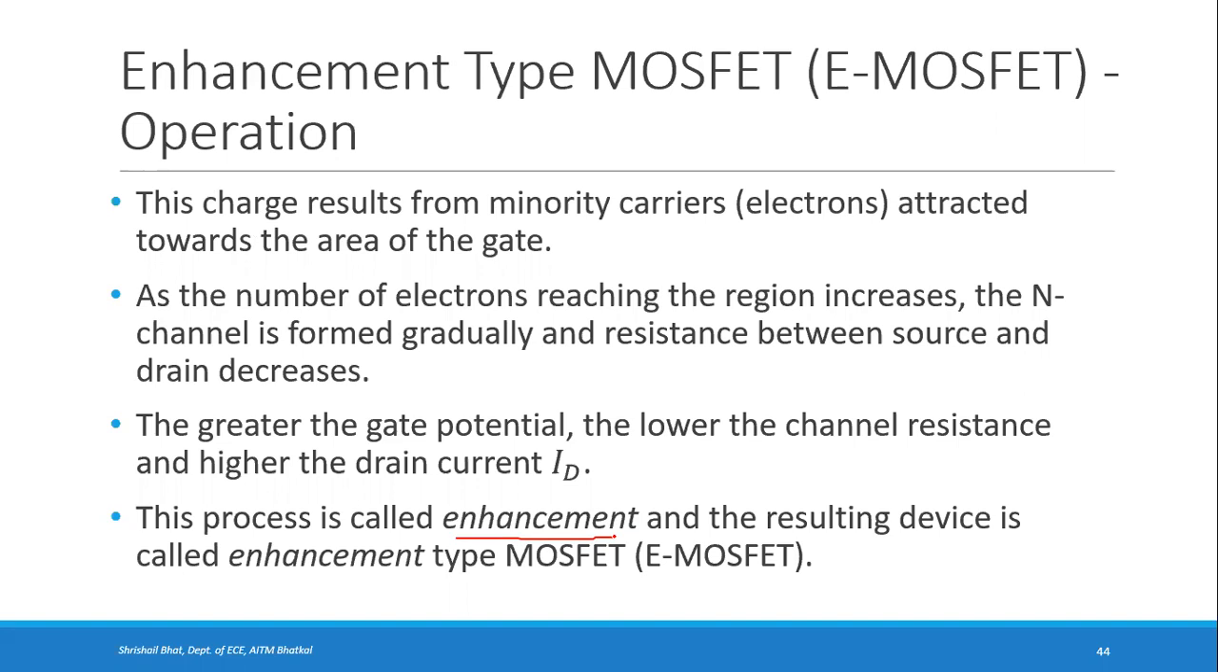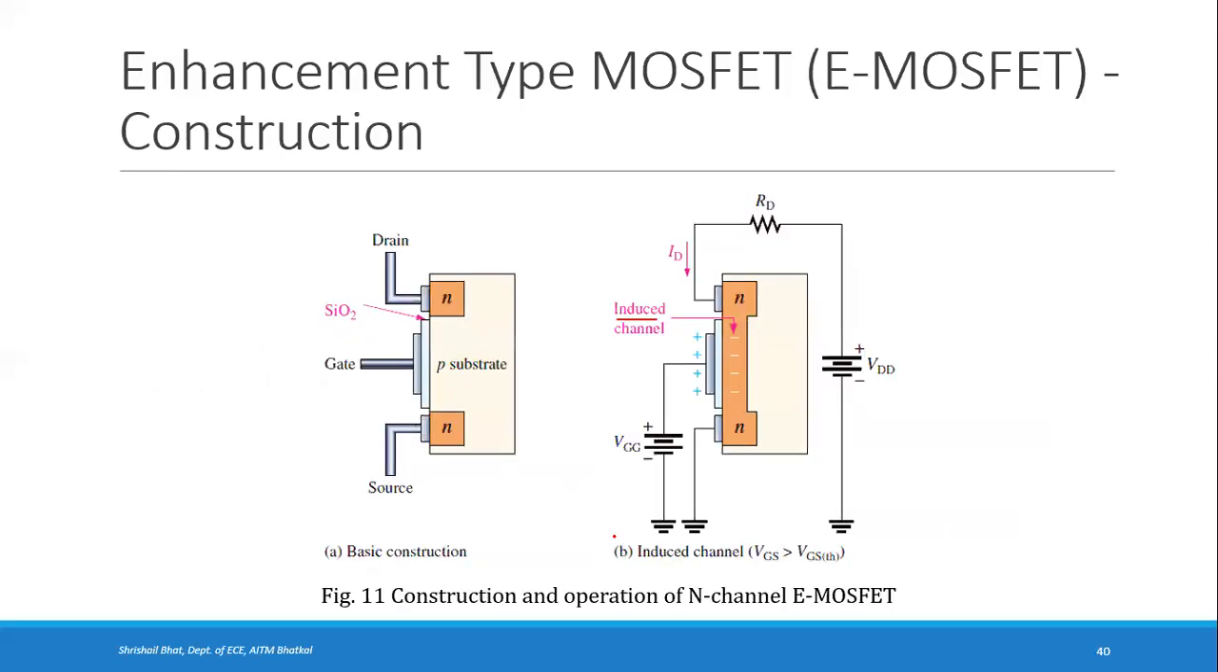The number of charge carriers are enhanced or increased, and that is why the resulting device is called enhancement type MOSFET, or E-MOSFET. Okay, so here there were no charge carriers, but you are inducing certain charge carriers. That means you are enhancing the number of charge carriers. That's why the process is called enhancement, and the resultant device is called enhancement type MOSFET. In E-MOSFET, this is the only operational mode. It can operate only in enhancement mode.